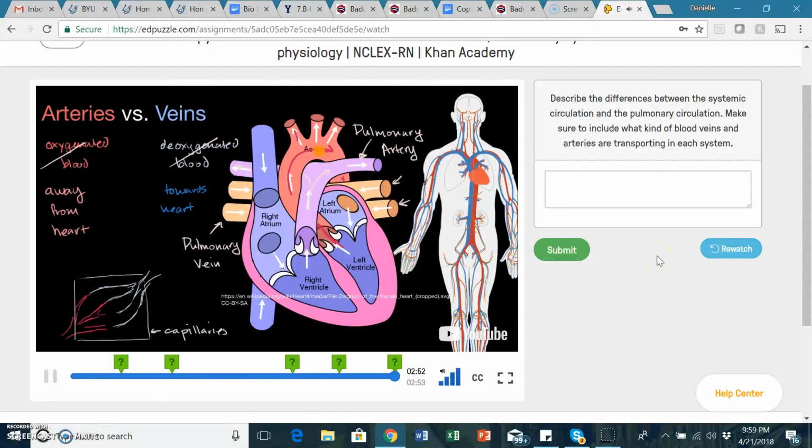This is a really good review of the circulation in the heart, of how blood goes around, so make sure to review that for quizzes.